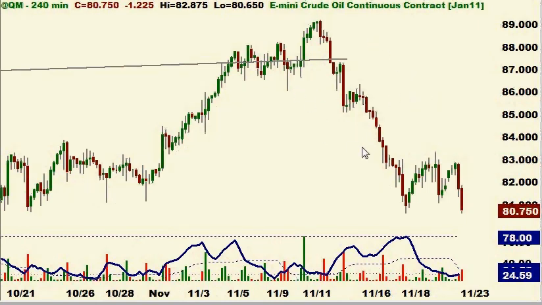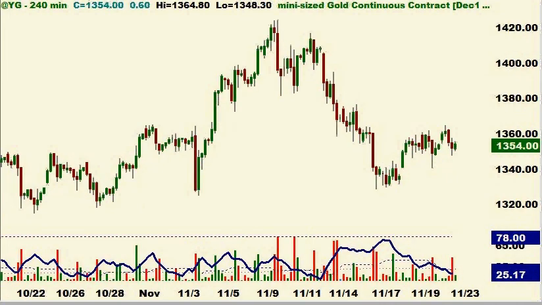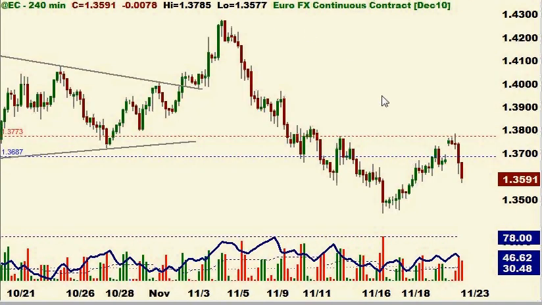And crude oil, also not a perfectly clean impulse to the downside, but clearly more impulsive to the downside and corrective to the upside, indicating a probable top in crude. The right strategy there would be to look for corrective rallies to sell into. And the fact that crude, gold, and the euro all look relatively bearish is probably bearish for the stock market as well, as long as these patterns persist.